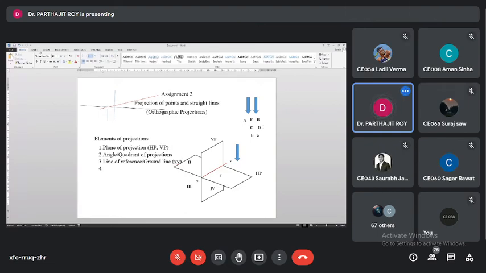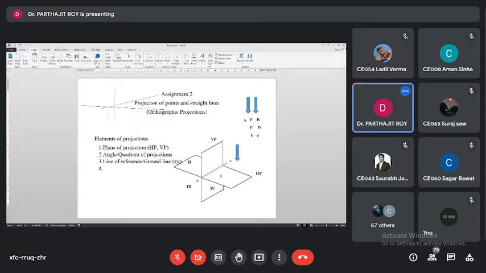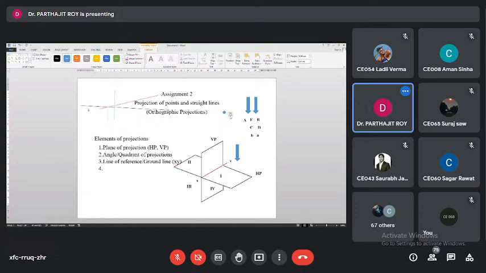Now suppose, don't get confused, this is a point. Even though it is very large in size, only for your visibility I'm making it a big size. So let us assume that this is the point we are having.